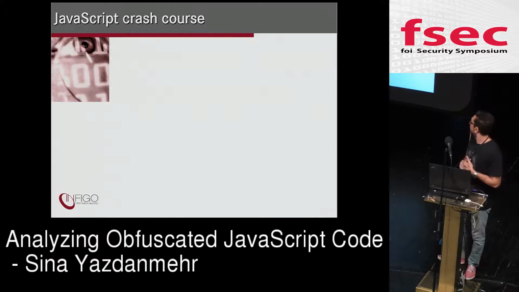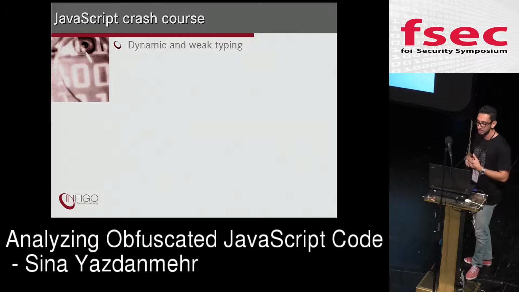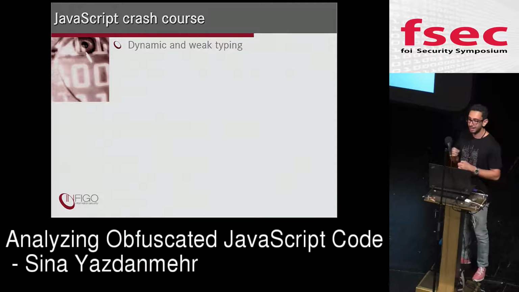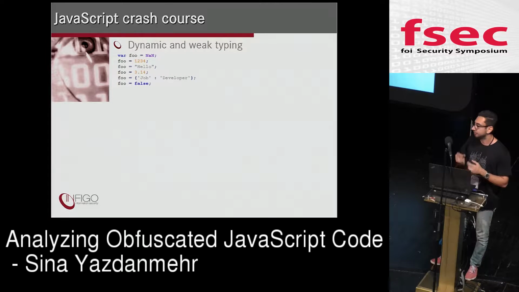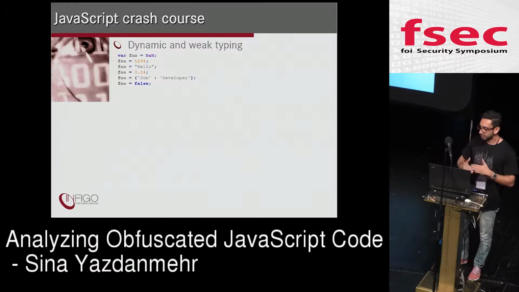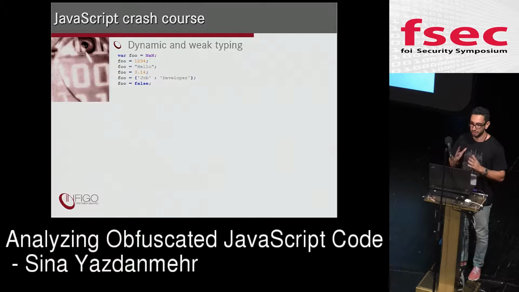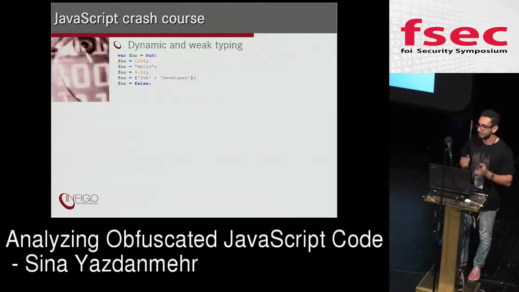Let's take a look at some JavaScript features, briefly, which abilities are more important in obfuscation methods. First one, JavaScript is a dynamic and weak typing. What do those mean? Dynamic typing refers to variables in the programming language. When a programming language is weakly typed, it means you can cast variables without any limitation.